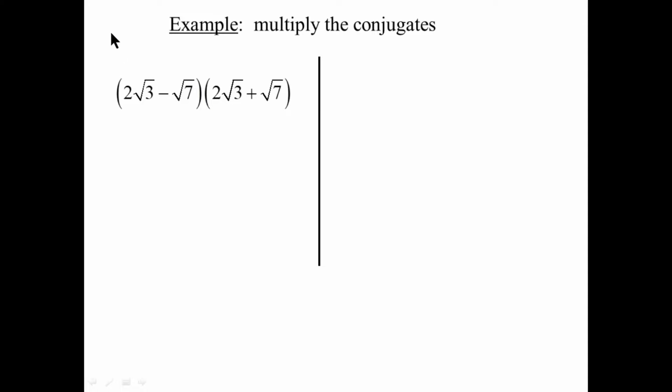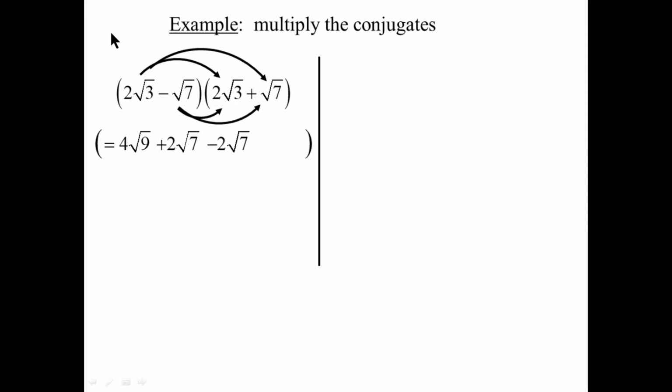To do that, we're going to need our little arrows of the distributive property. So it will have to be 4 root 9. And then the next little arrow here, it's going to be 2 root 21 with a plus. And the next little arrow here will be 2 root 21 with a minus. So it'll be minus 2 root 21. And then the last one here will be minus, because a minus times a plus is a minus, root 49.